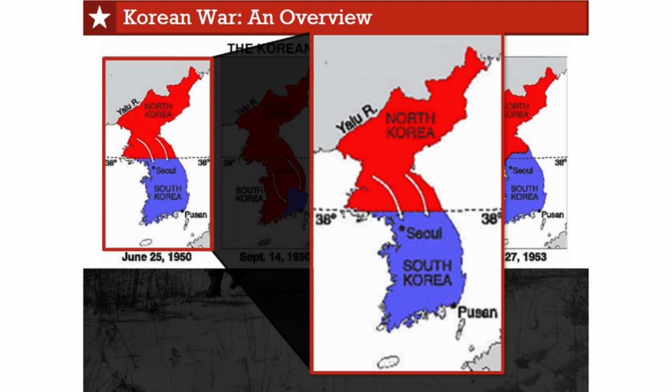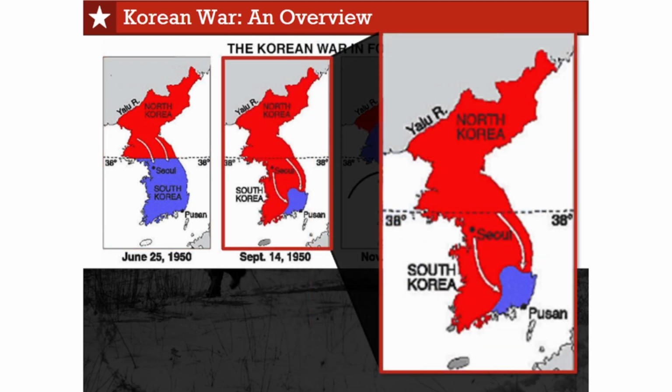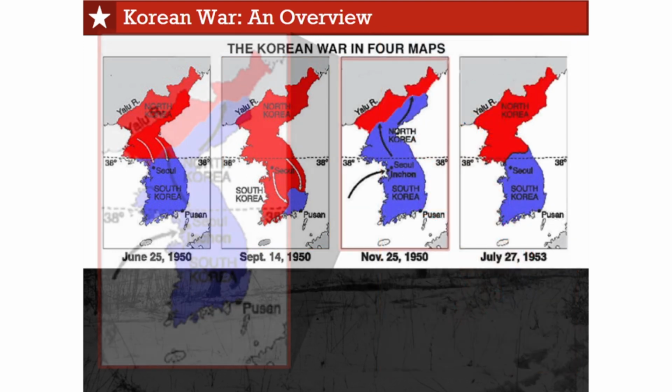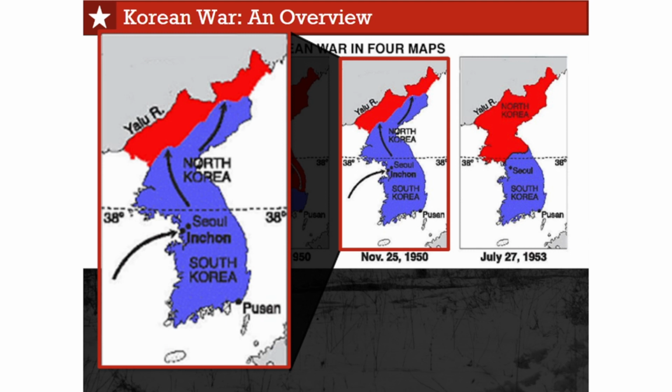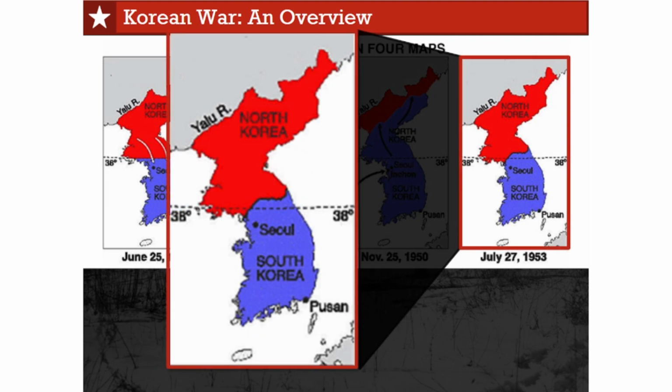After the North invaded the South, in a few short months, Northern forces had conquered almost the entire southern half. Only a small area, what came to be called the Pusan perimeter, remained in the hands of the South. Then, in a few short months, Northern forces were repelled from the South, and Southern forces gained much territory in the North. By the time the armistice was signed, over 2.5 years later, the South lost the ground it had gained in the North, and the 2 Koreas held largely the same ground as when the war began.